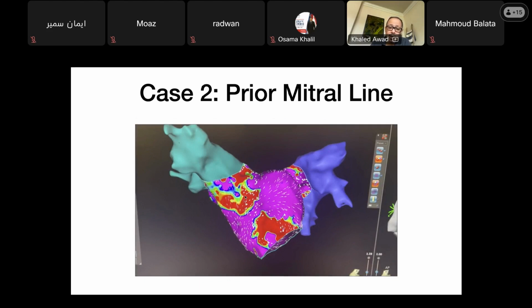Sometimes the scar is not absolute. See, ablate here, and then the tachycardia length changes, and you start getting wavefronts going through this because it's not absolute scar. So you've got to do that line again.